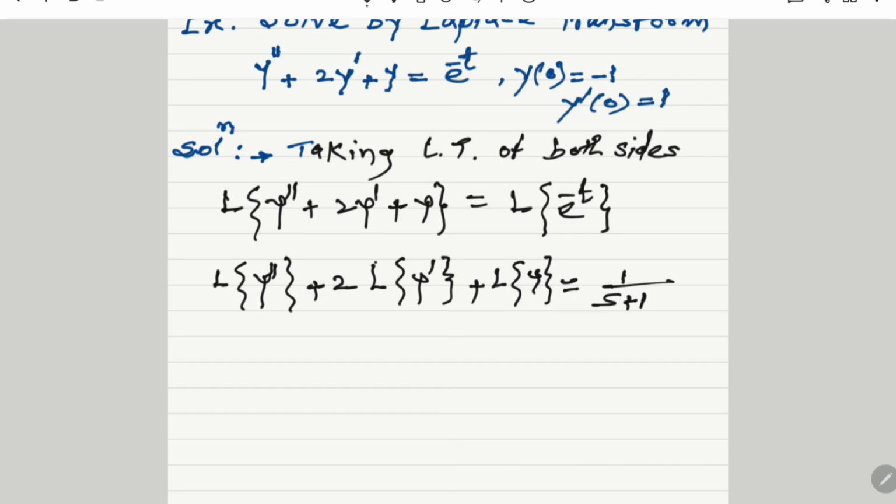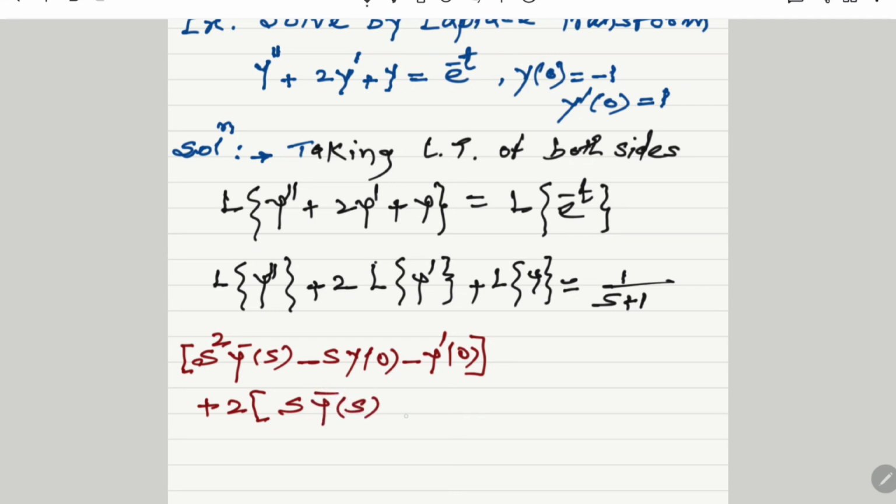Then Laplace of y double dash result is s square y bar of s minus s into y of 0 minus y dash of 0. 2 times Laplace of y dash is s y bar of s minus y of 0, and plus Laplace of y is y bar of s, and that is equal to 1 upon s plus 1.